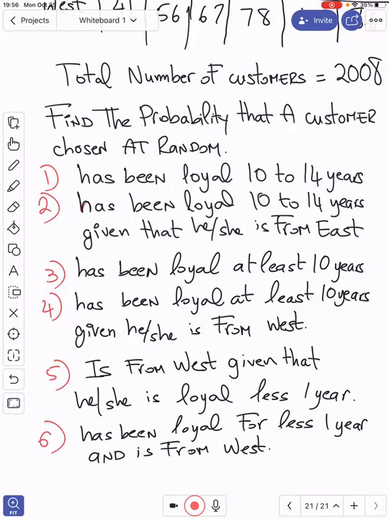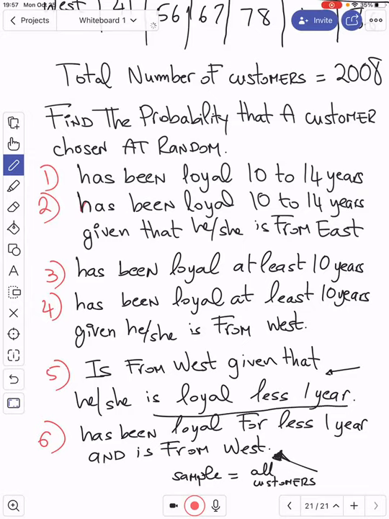Number 6, it's the customer has been loyal for less than 1 year and he's from the West. So in number 6, you're looking for customers that are loyal for less than 1 year and they're from the West, right? So the sample here will be all the customers. So here in 6, the sample, that'll be all the customers.